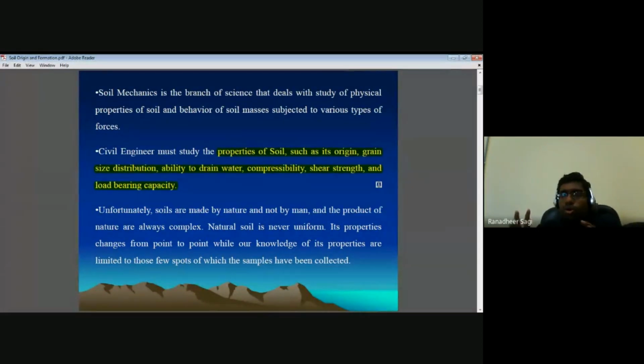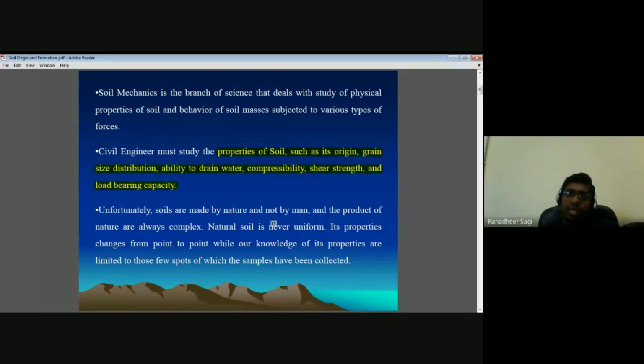So to know about all these characteristics of that particular soil, it's very important for every civil engineer to know what this soil mechanics is all about. Unfortunately, soils are made by nature and not by man. This statement is very important for everyone to understand, because steel, cement or concrete are man-made materials, so we have control on how the behavior of those materials should be. But soil, as we mentioned, is made by nature. It's not a man-made process.